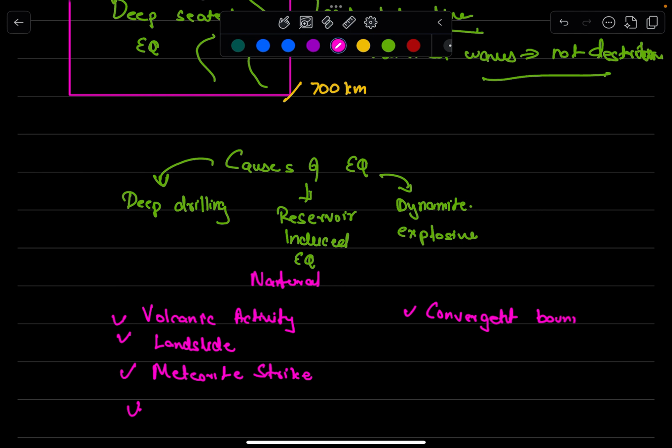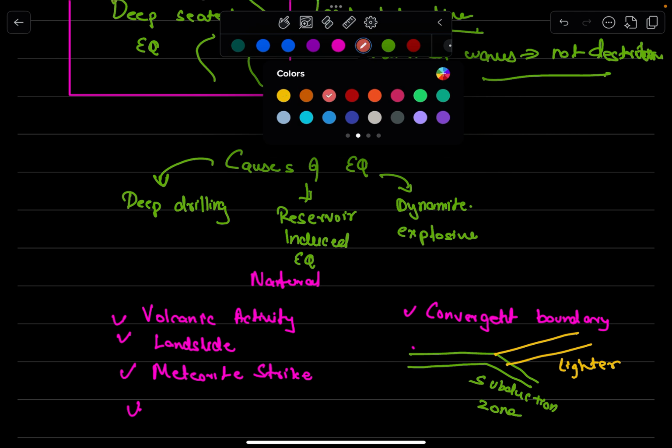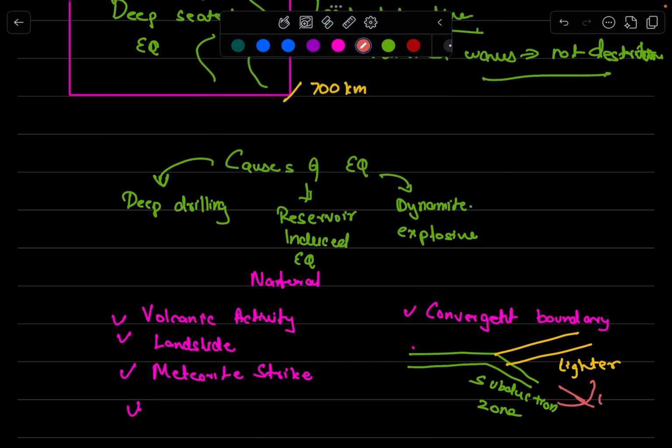But convergent boundary, I have to pick it up because we just studied about the Wadati-Benioff zone. Convergent plate boundary is a boundary where a heavier plate is subducting under another, lighter plate. This is the lighter plate. And when it is subducting, it is causing seismicity. So this is subduction zone. Just beneath the subduction zone, approximately over here, we will find the Wadati-Benioff zone. This is the zone of seismicity. So convergent plate boundaries can also do it.